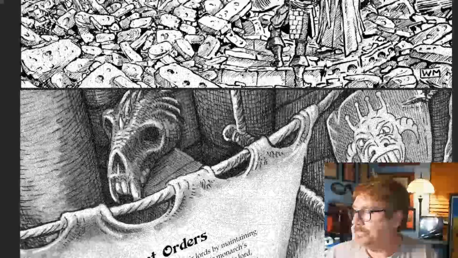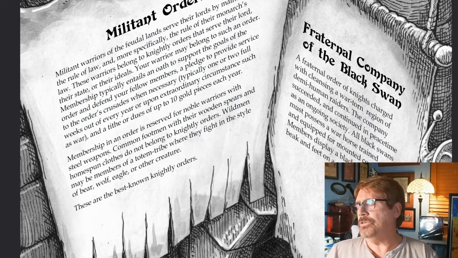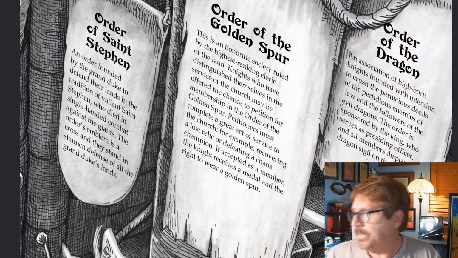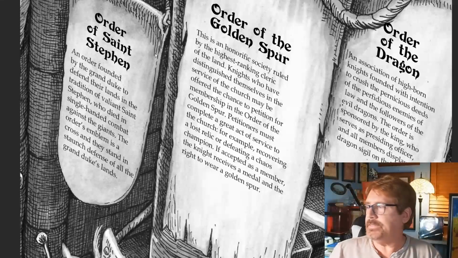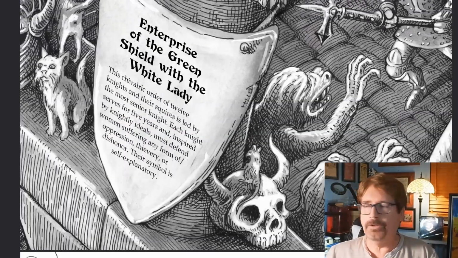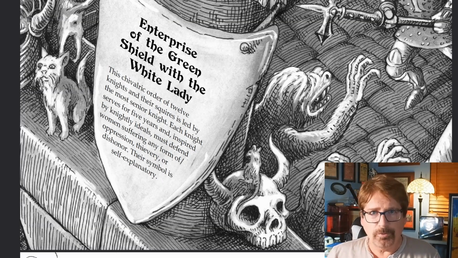That's fine. And then you have militant orders. And these are different factional organizations, obviously, in their campaign. I can see that right now. The Order of Saint Stephen. Order of the Dragon. So, obviously, you wouldn't use any of that because we're playing in the world of Greyhawk. And they have all their own orders.